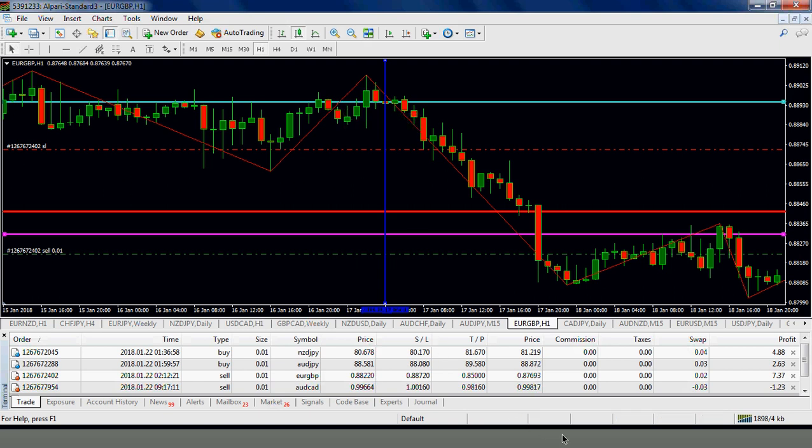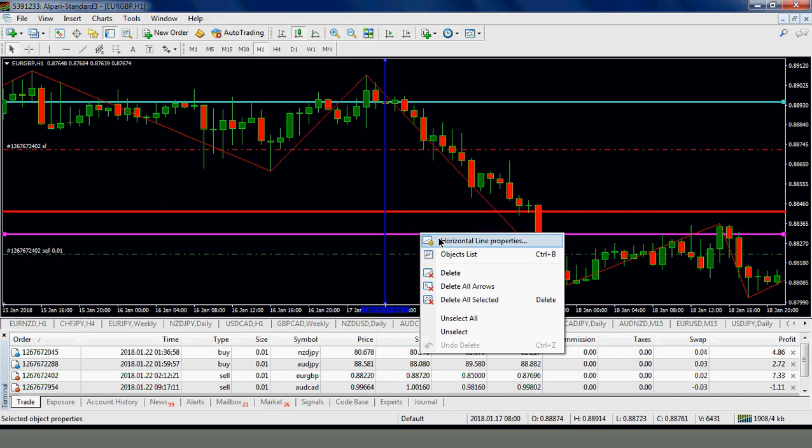Okay. So let's get the pivot point. 0.8907 plus 0.8886 plus 0.8900. So we have this 1 hour.